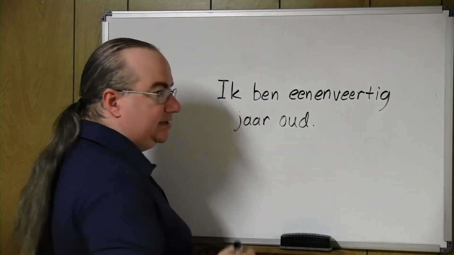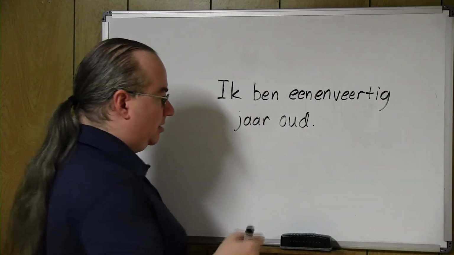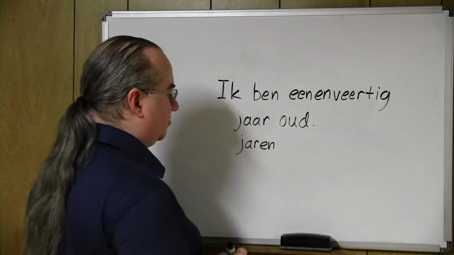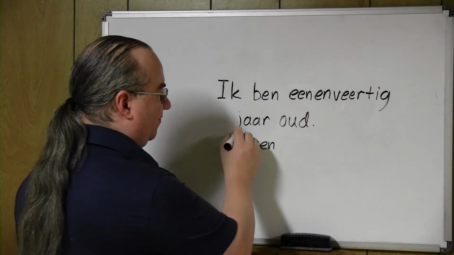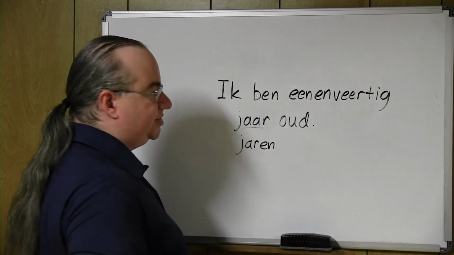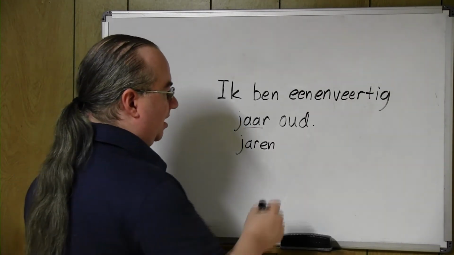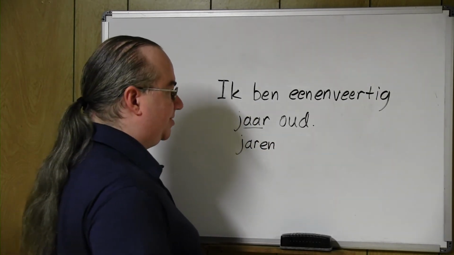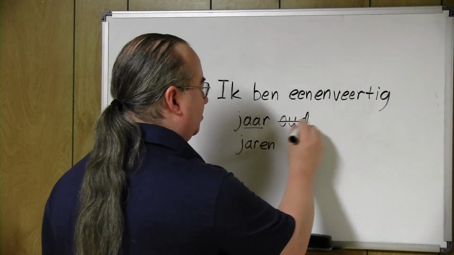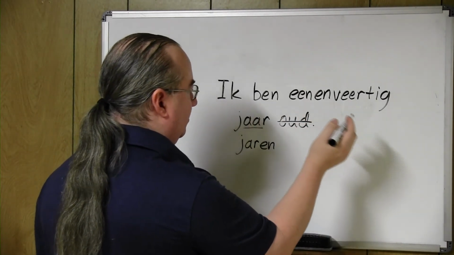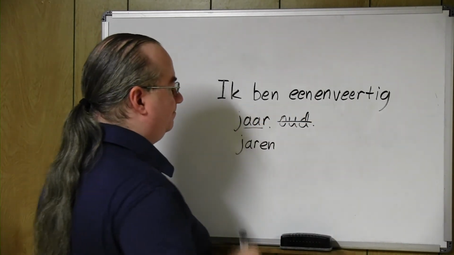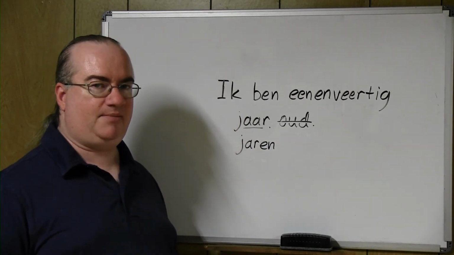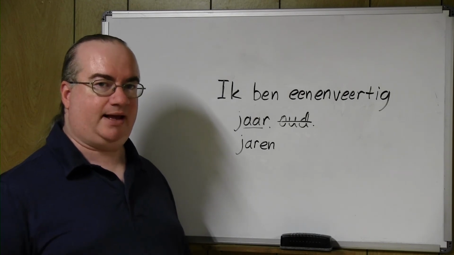Jaar actually means year and not years. Jaren, with an en, actually means the word years. But this is how the Dutch say, I am so many years old. And of course, oud is the word for old. And most of the time, the Dutch won't even say that word. They will just say, ik ben 41 jaar. Just like that. And how about you? Hoe oud ben jij?